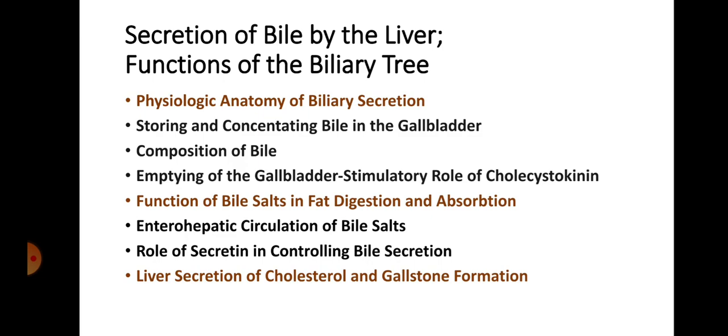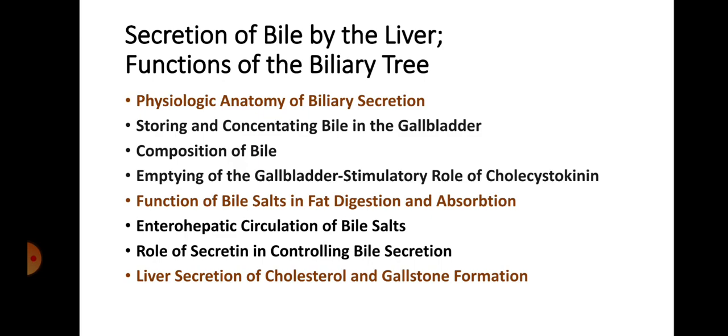So on the average, these salts make the entire circuit some 17 times before being carried out in the feces. The small quantities of bile salts lost into the feces are replaced by new amounts formed continually by the liver cells. This recirculation of the bile salts is called the enterohepatic circulation of the bile salts.